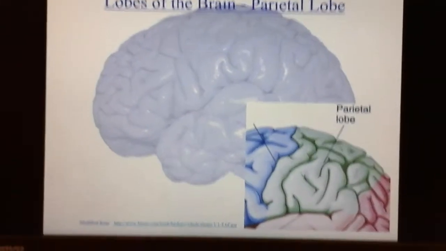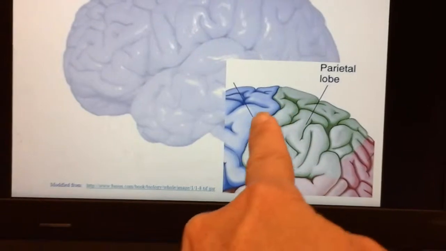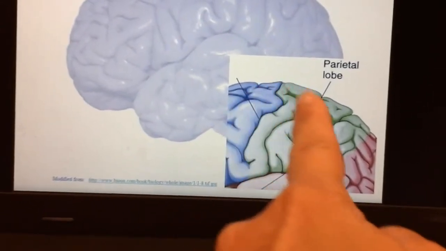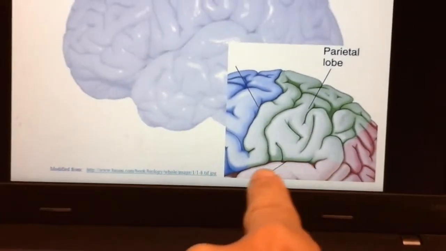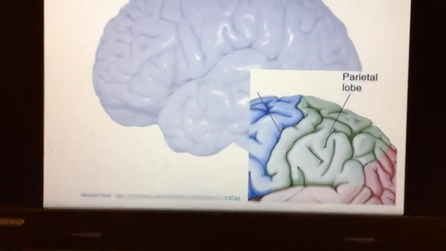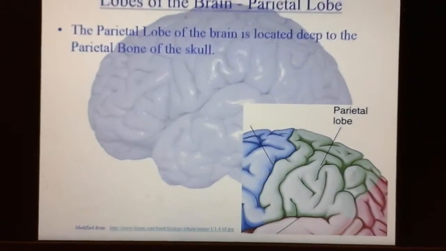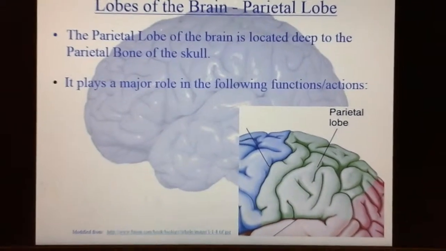Then we have the parietal lobe. Okay, in this picture here, right here we have your central sulcus. That divides your frontal lobe from your parietal lobe. Down here you have your lateral fissure. That divides your temporal lobe from everything else. But in the case of your parietal lobe, again, you know it's found under your parietal bone. And this is what it does.